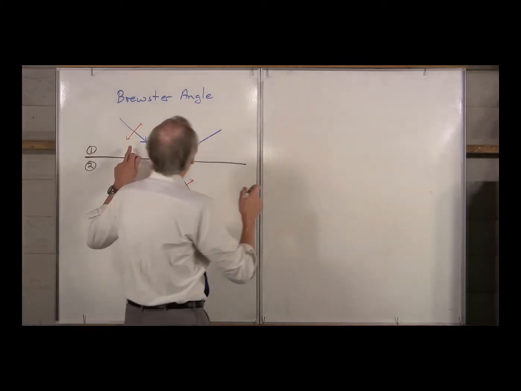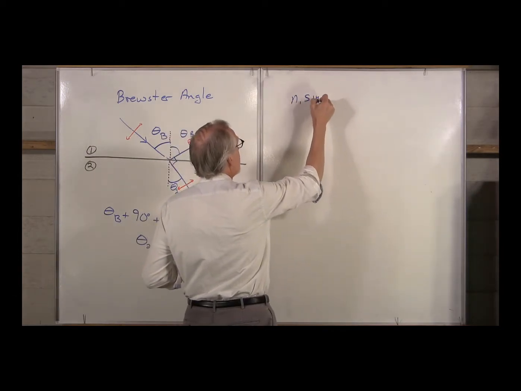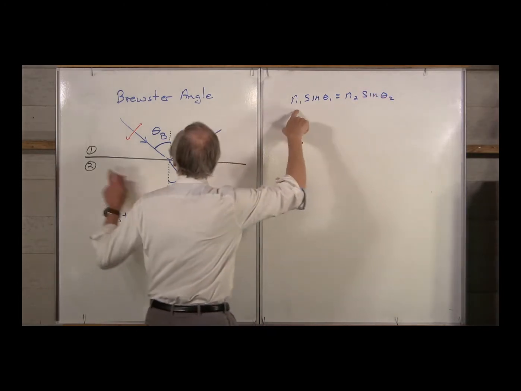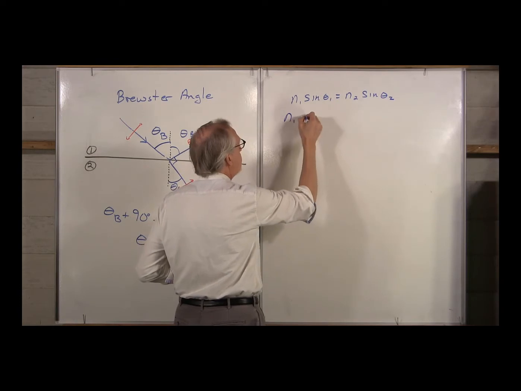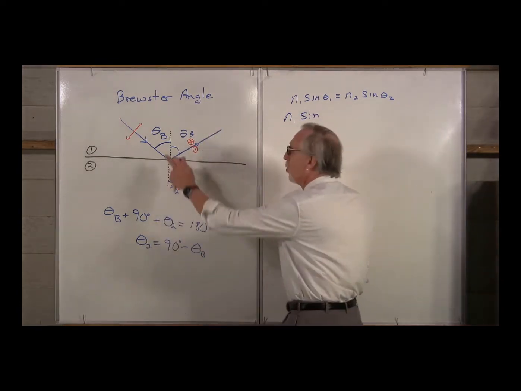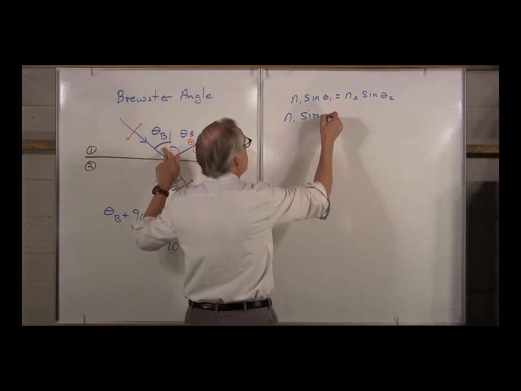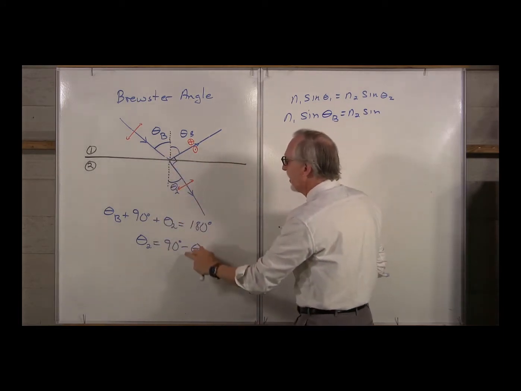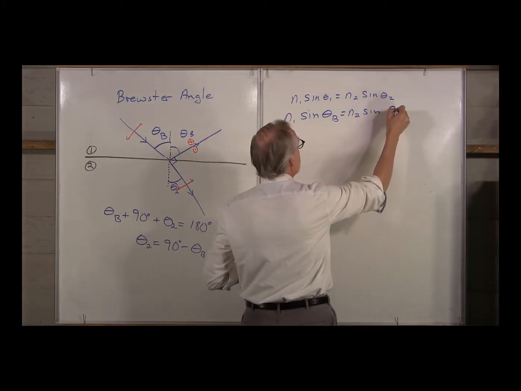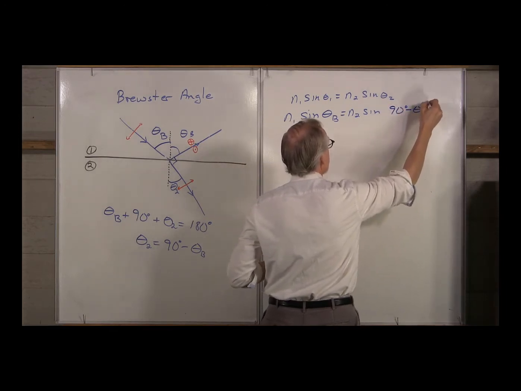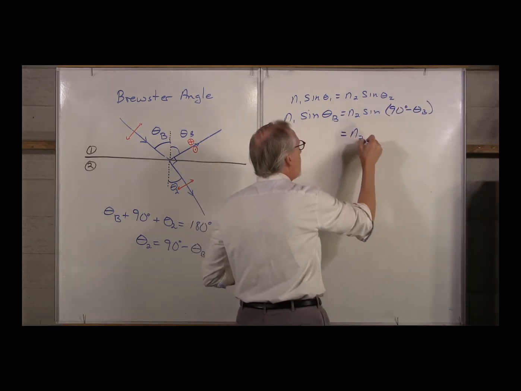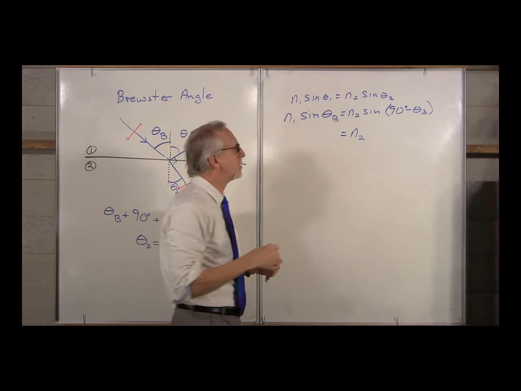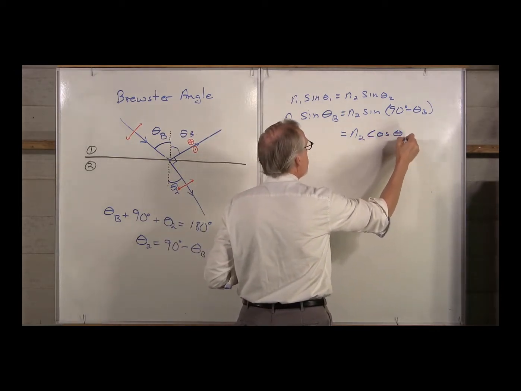Now let's stick these angles into the law of refraction and see if we can figure out a relationship. We know that n1 sine theta 1 must equal n2 sine theta 2. n1, the index of the first medium, times sine theta 1, which we want to be the Brewster angle, theta b, equals n2 sine theta 2, and theta 2 we know is 90 minus theta b. But what is the sine of 90 minus an angle? Well, it's cosine of that angle. So we can write this as cosine theta b.